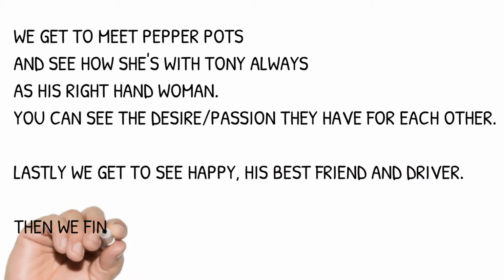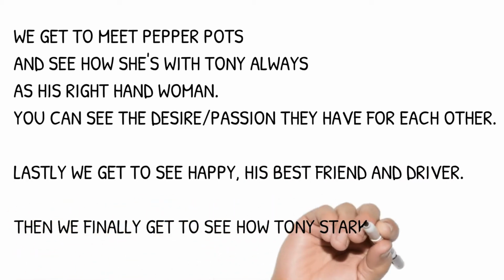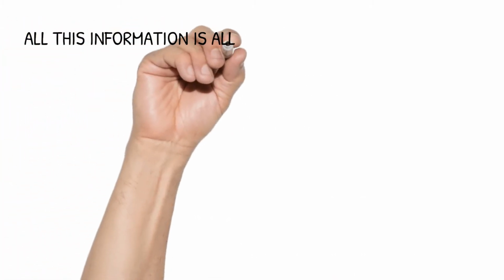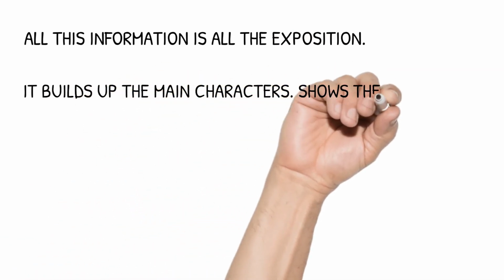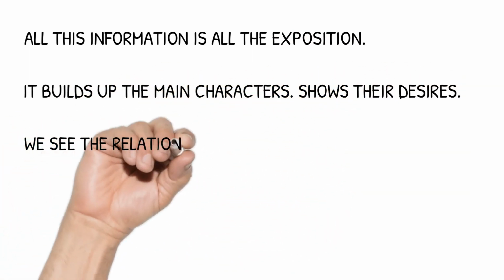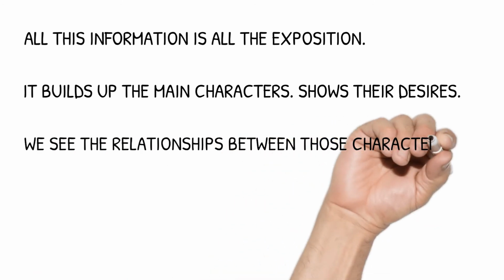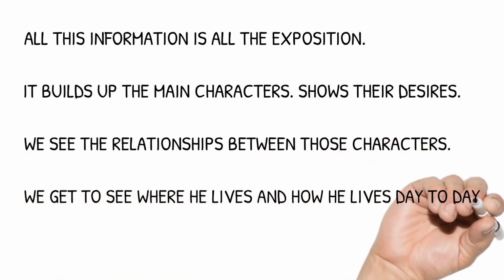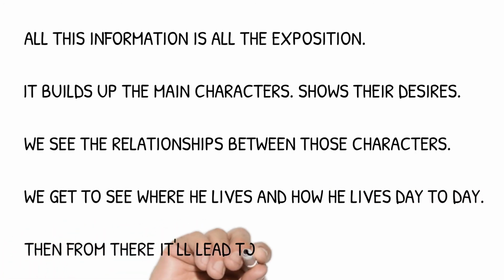So we get to finally see how Tony is, and we see how he makes his money by selling weapons of mass destruction, WMDs. All this information is all the exposition. It builds up the main characters. It shows their desires. We see the relationships between those characters, and we get to see where he lives and how he lives day to day before the conflict begins. Then from there, it all leads to the rising action, which is the conflict.